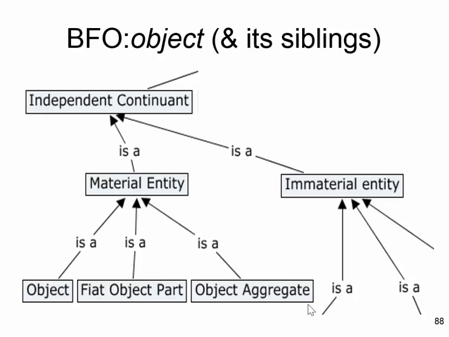Now, in addition, there are fiat object parts. So if we take this piece of chalk and imagine dividing it in the middle, then we already have two half pieces of chalk. But neither of them is an object, because an object is defined by the fact that, given the kinds of bonds or forces which hold it together, it's maximal. I'm maximal in that sense.